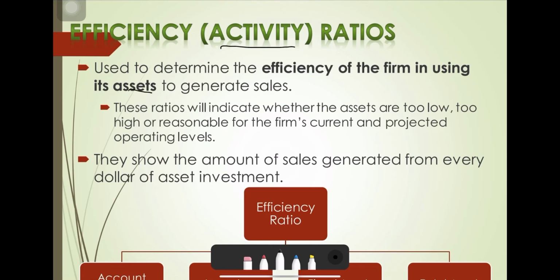So kita nak tengok how efficient the company is in using their assets to turn their assets into sales. So these ratios will indicate whether the assets are too low, too high, or reasonable for the firm's current and projected operating level. So they show the amount of sales generated from every dollar of asset investment.